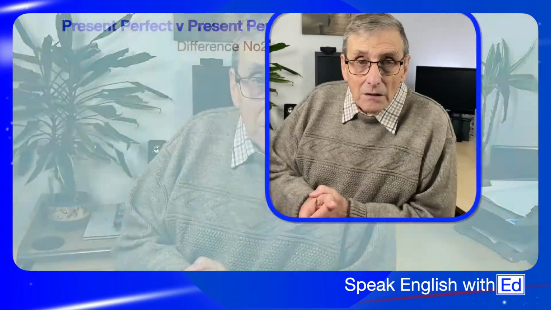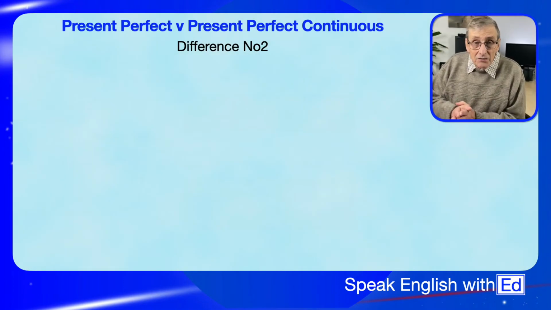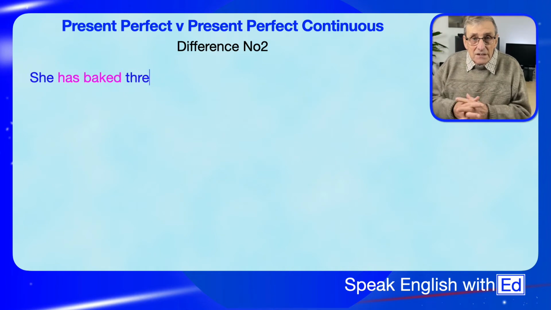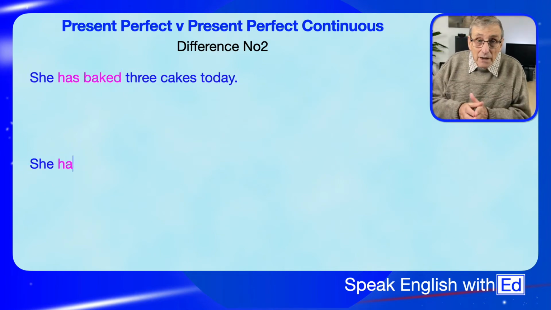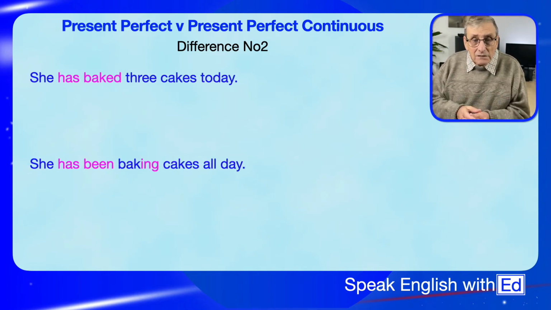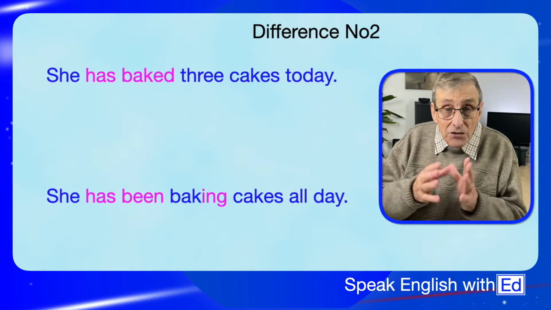So here we go with the second difference between these two tenses. She has baked 3 cakes today, and she has been baking 3 cakes today. In the first one, she has baked 3 cakes today.